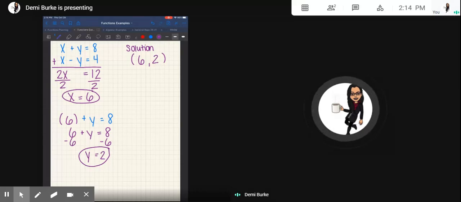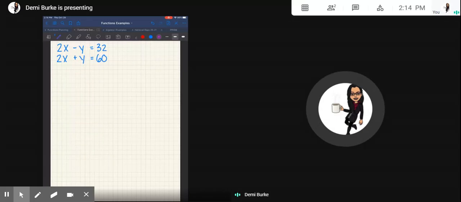I have two more. One that will cancel nicely we'll do next, and then I'll backtrack for the one that doesn't cancel as nicely. Once again, you can look at your y's and you will see that one is positive and one is negative. So those are perfect. They will cancel out when we add down. So adding straight down, 2x plus 2x is 4x. My y's will cancel, and I will get 92.